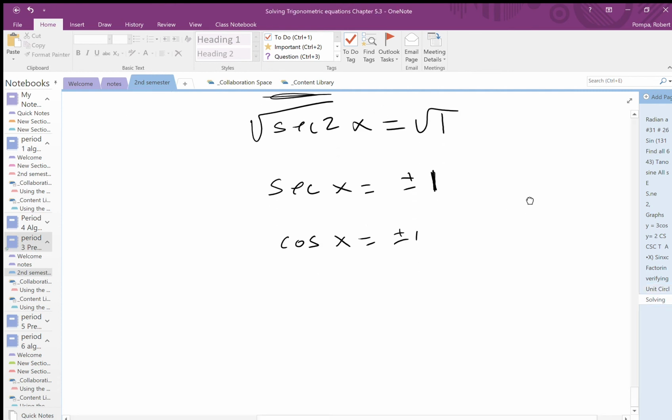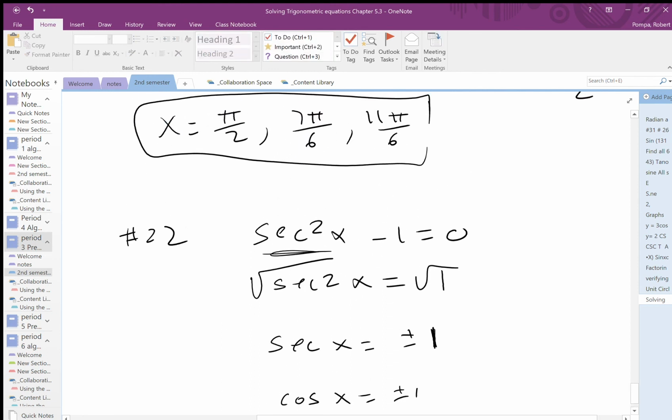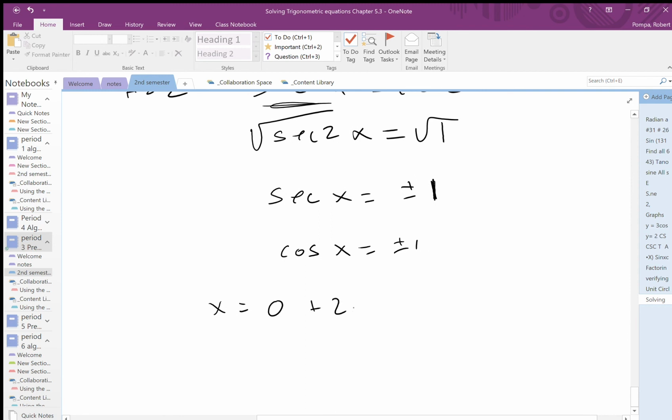So then my answer for this one would be x equals 0. Since there's no restriction on 22, we actually have to put plus 2n pi, and then the other one was pi plus 2n pi.